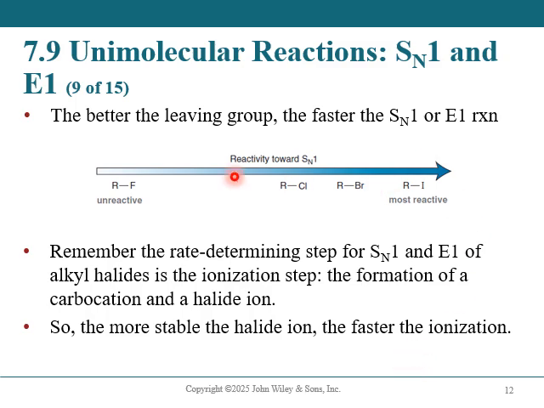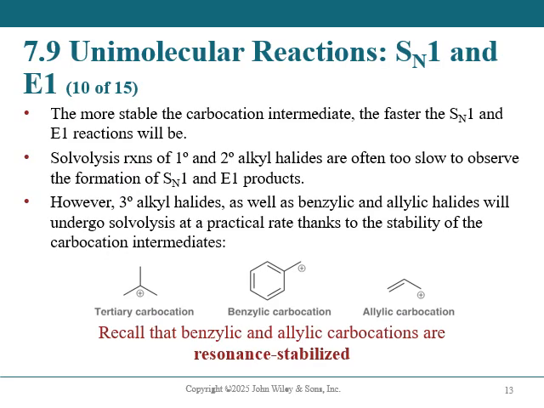So here we are comparing alkyl halides, right? Fluoride is small and highly electronegative, and you keep moving through the periodic table in that column of the halogens. Iodine is much larger, so it allows for a much more stable leaving group, so it is easier for it to just leave the alkyl halide, making it much more reactive towards this type of reaction. The more stable the carbocation intermediate, we sort of covered that already, the faster the SN1 and the E1 reactions will be.